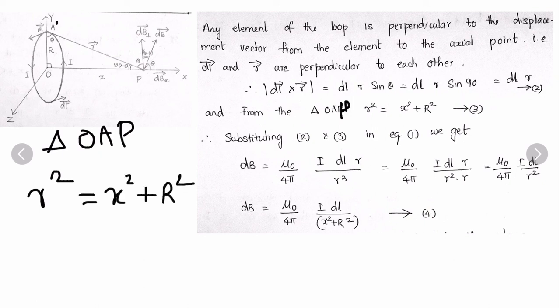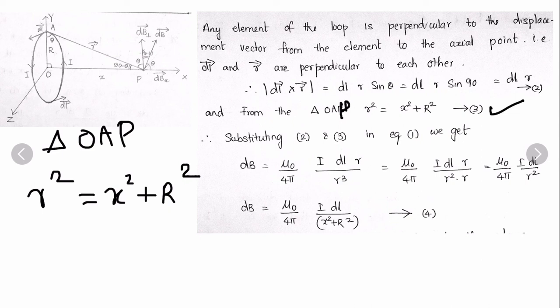You can see here hypotenuse is r. This is one side, this is another side. Therefore, we will get r square. Small r square is equal to x square plus capital R square. Let it be equation number 3.